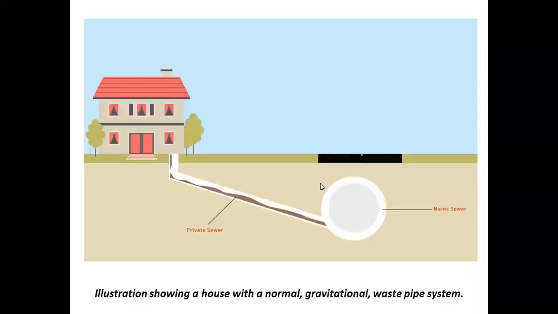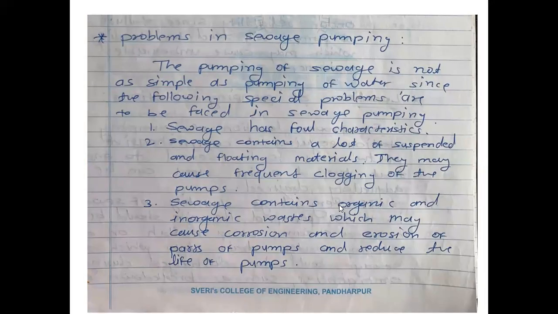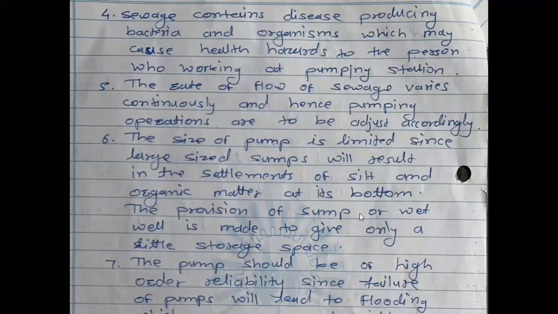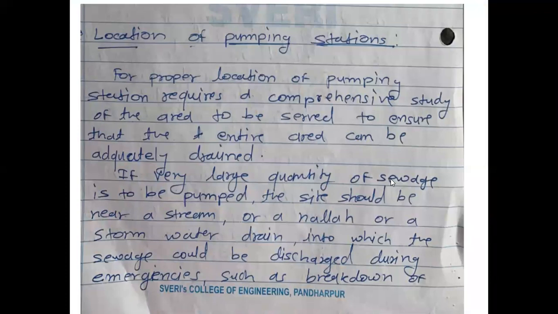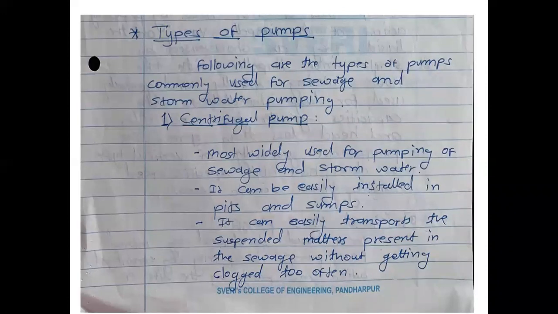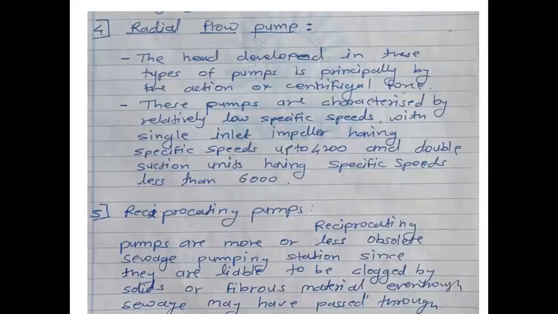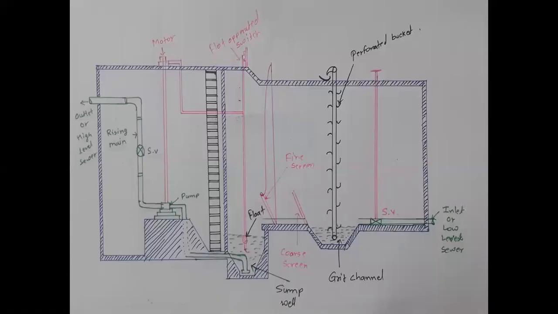Sewage and sludge pumping, its necessity, with 2 examples I have explained. Then what problems we face while pumping, because sewage pumping is not as easy as water pumping, because of the presence of foul gases, suspended solids, corrosive material, hazardous material in it. Then where the pumping station should be, that also we have discussed. And then we have discussed different types of pumps. Now we will come to the last point, that is the pumping station.